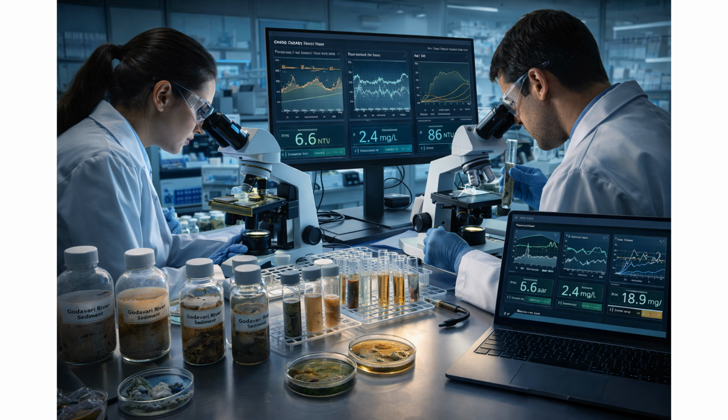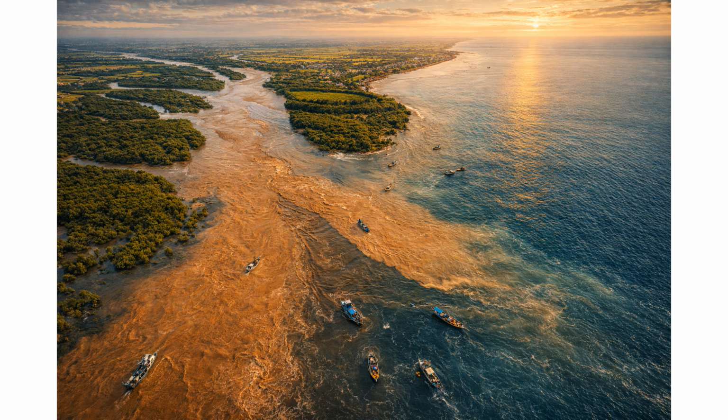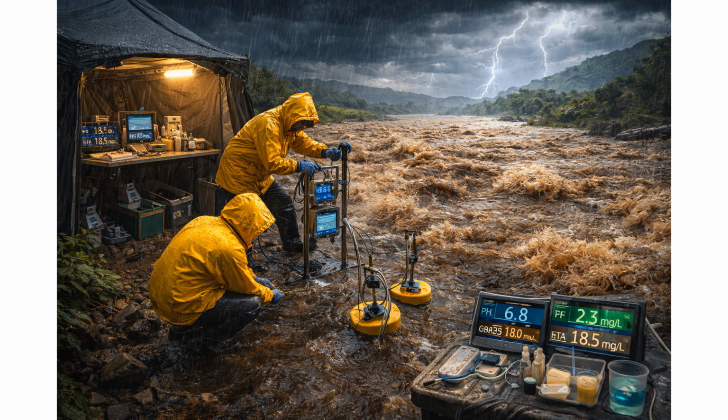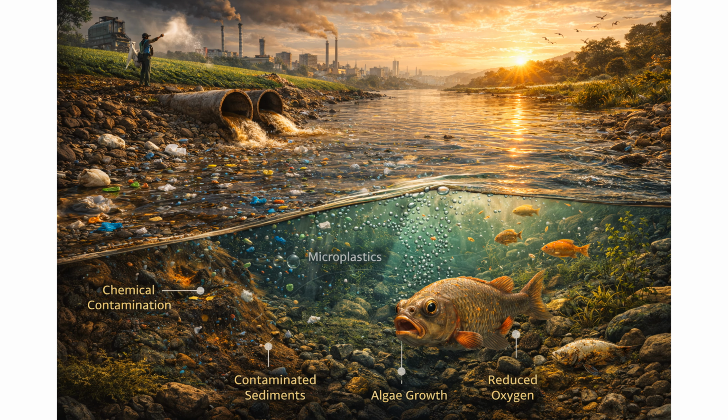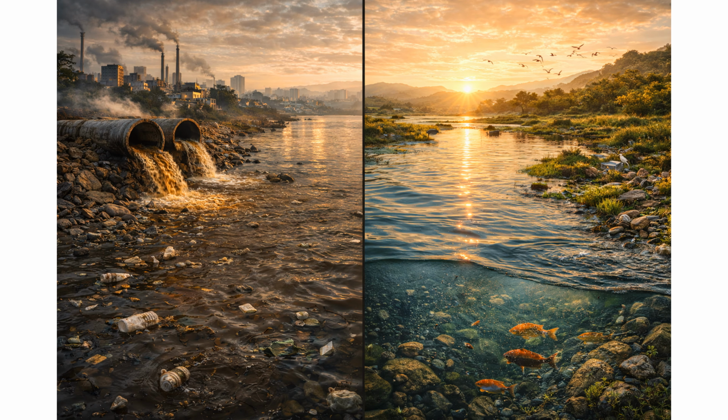Originating in the Western Ghats at Trimbakeshwar, near Nasik in the state of Maharashtra, the river flows eastward across the Deccan Plateau. Before emptying into the Bay of Bengal, along its long course, the river passes through dense ecological zones, agricultural regions, urban settlements, and industrial corridors. These interactions create complex environmental pressures that influence the river's water quality.